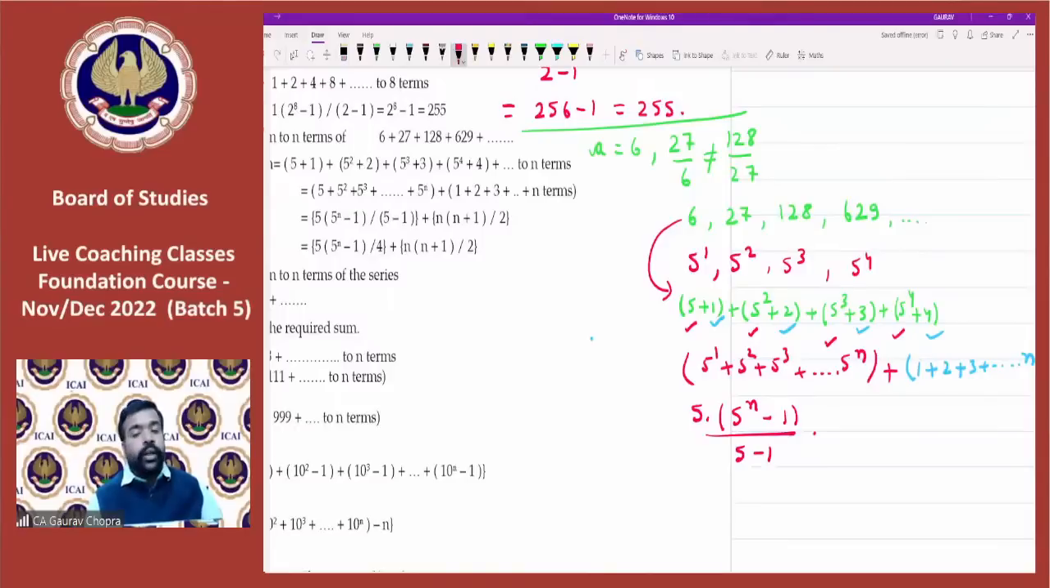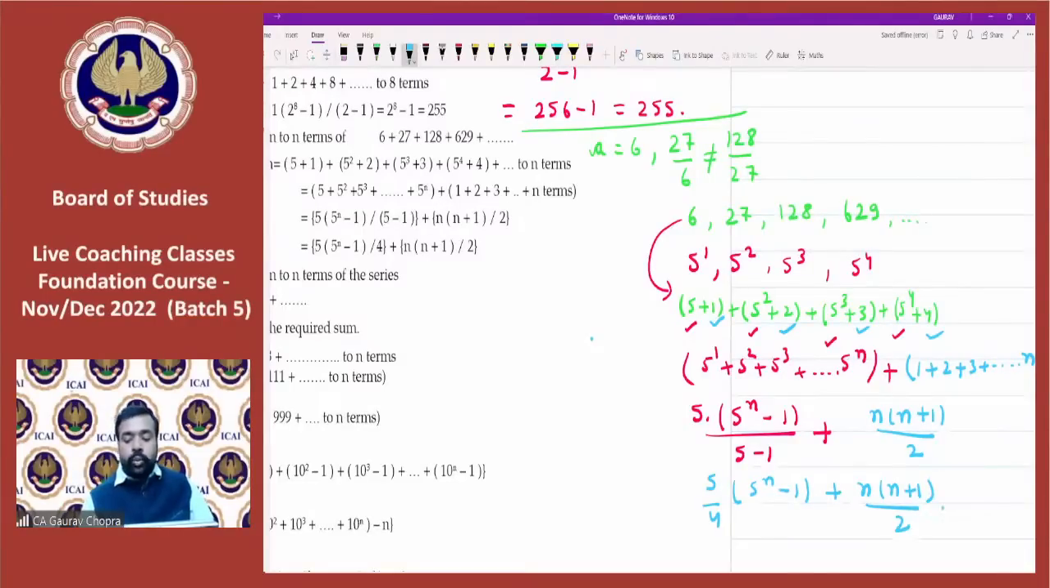So 5 minus 1, plus the second series, which begins from 1, 2, 3, and so on. So it is the sum of natural numbers, and we had discussed the formula in the previous session, that is n into n plus 1 divided by 2. All right. So we can write the final answer as 5 by 4 bracket 5 to the power of n minus 1, plus n into n plus 1 upon 2. So this is the final answer.